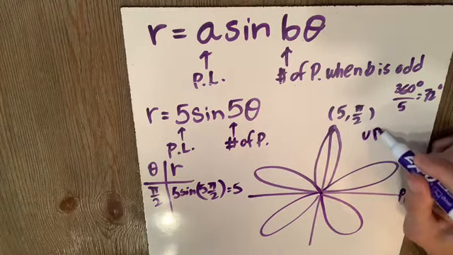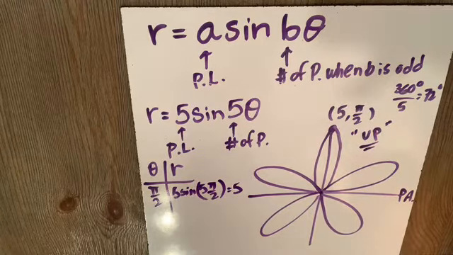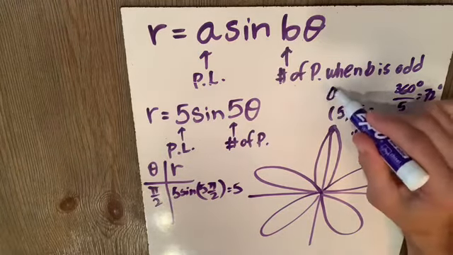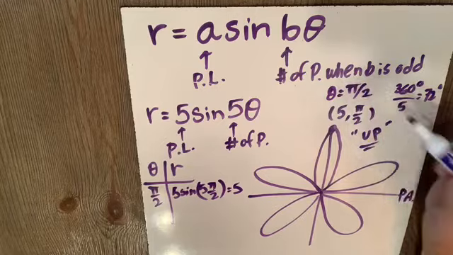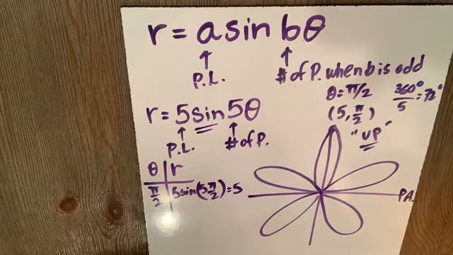Notice 5 is up. The head, the one that gets bisected, is up. Also notice that theta equals pi over 2 is the only symmetry we get. That should be no surprise because it's associated with sine. We always get at least that theta equals pi over 2 symmetry.